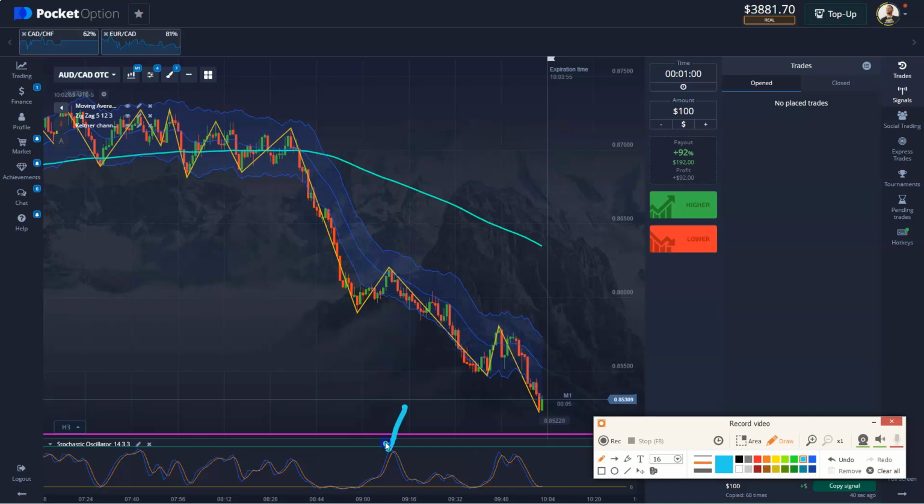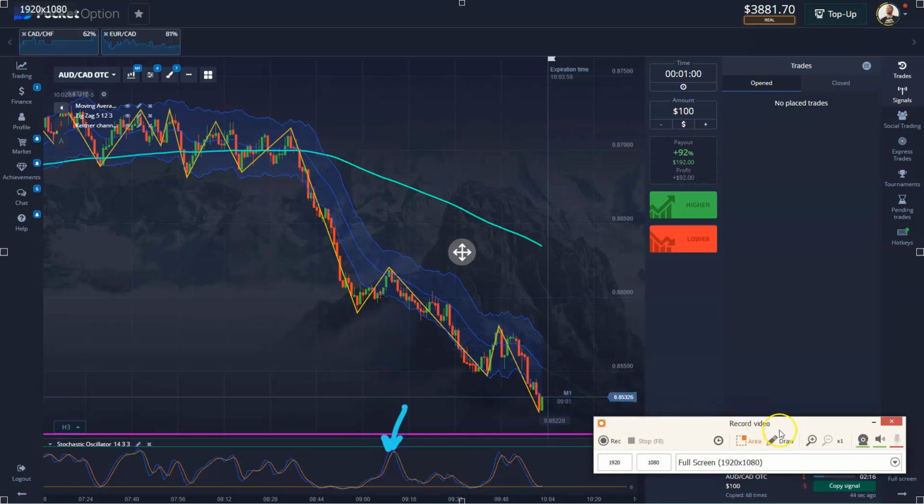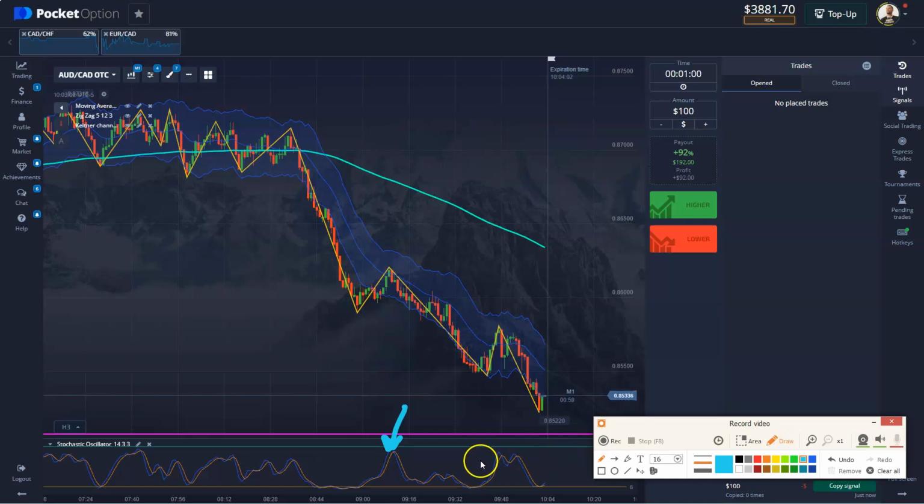So stochastic is overbought, oversold, meaning whenever this blue and this orange line come all the way up here to this line right here, I'm looking to sell. So we sell high and we buy low. So if these lines come down here and touch this, I'm looking to buy.